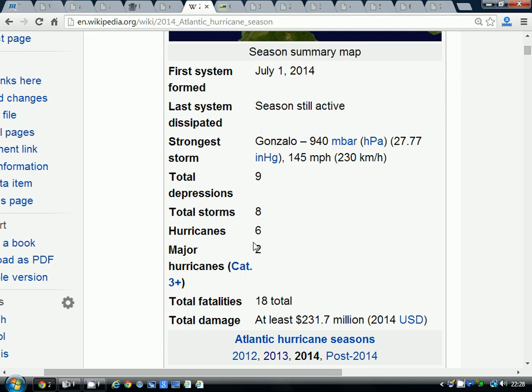Not a great deal going on really this season. It's more of a season than it was last year. We didn't have any hurricanes, I don't think, last year. We had a couple of storms, but no hurricanes. This year we have had 6 hurricanes, and we've had 2 major hurricanes, category 3 or above.